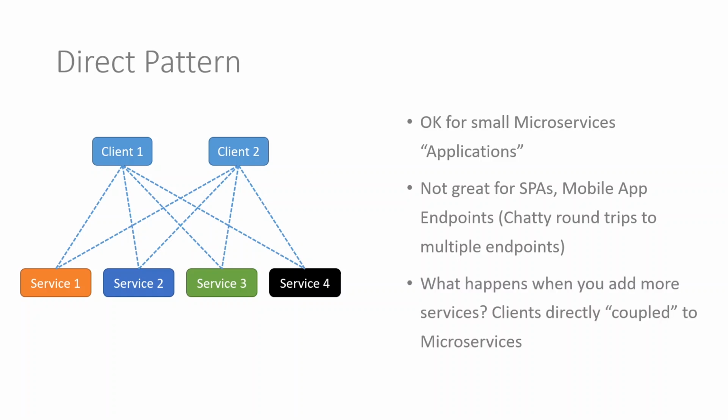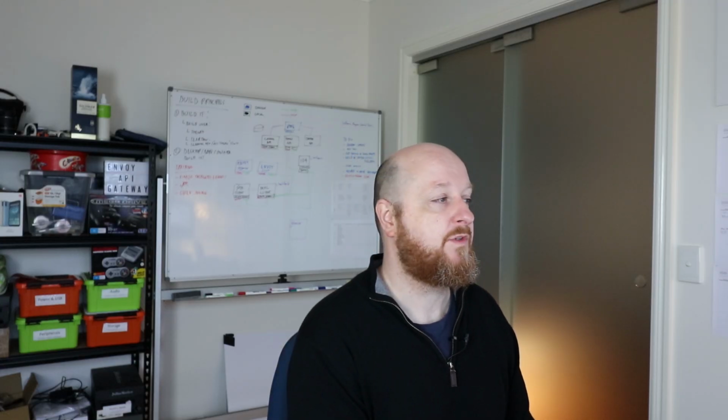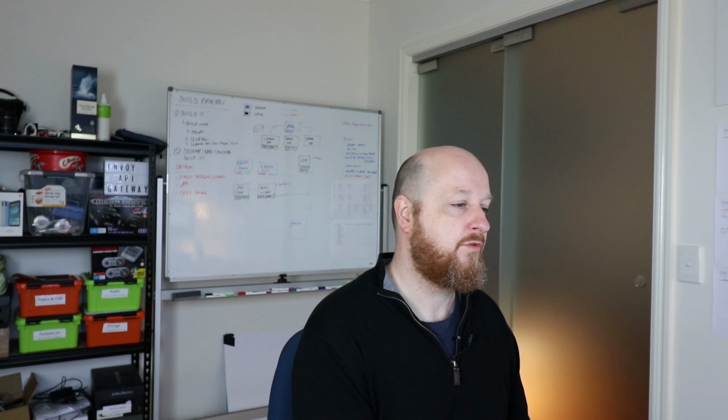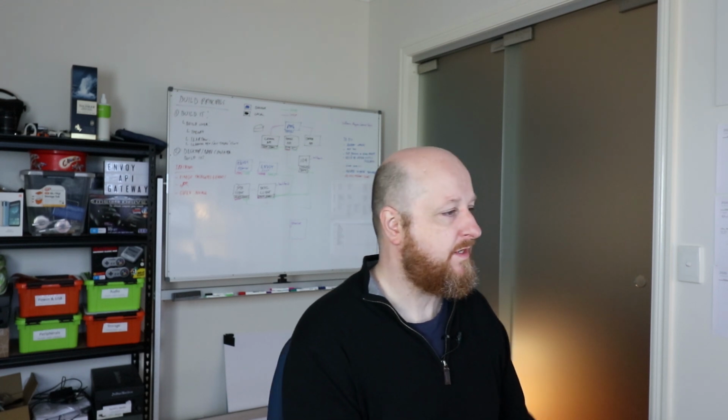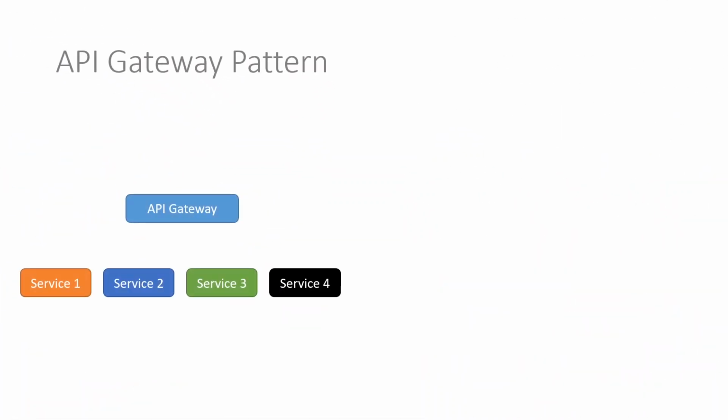And then, of course, when you add more services into the mix, the problem gets exacerbated. And you're really tying your services directly to your clients, which is typically not something you ever really want to do. Certainly not in larger systems. Again, okay for smaller applications, so I don't want to completely demonize it. But generally, probably not something you would build upon too much. So that brings us on to the API gateway pattern, and it's not that complex really. We get the same 4 services.